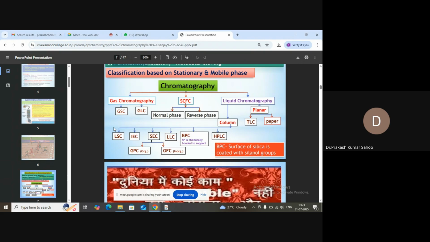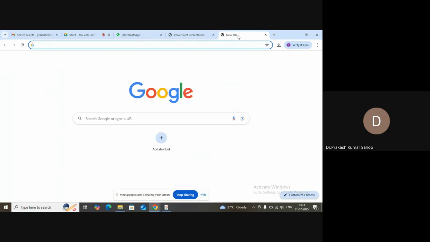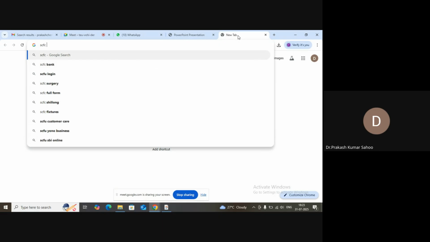Then under column we have liquid solid chromatography, ion exchange chromatography, size exclusion chromatography, and size exclusion is again of two types. For organic compounds it is GPC, or GFC. In the latter part, we will know the full form of this new type of chromatography. Okay. And one type is HPLC, which is high performance liquid chromatography.